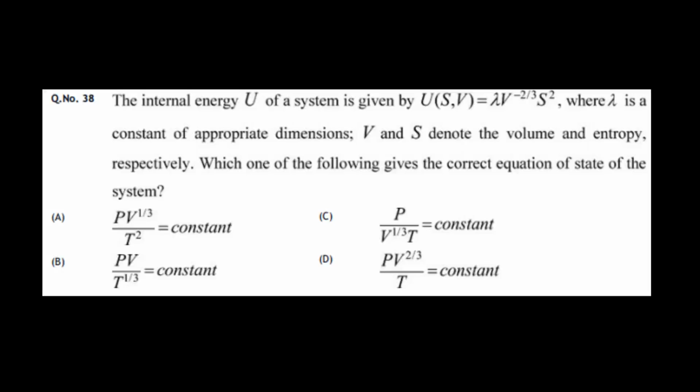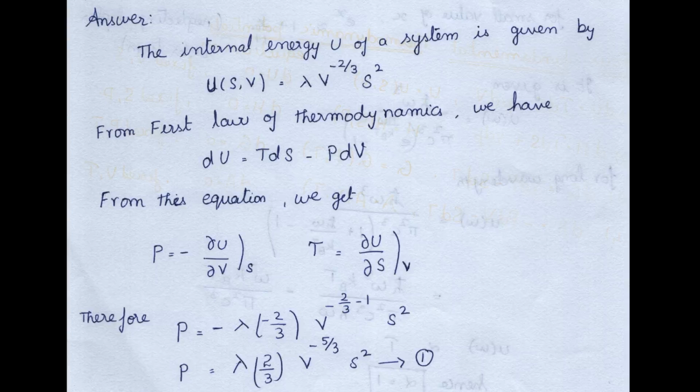In this question, they have given an internal energy of a system and they have asked us to find the equation of state of the system. We know that the first law of thermodynamics is dU is equal to T dS minus P dV. So from this law, we can get P is equal to minus of partial U by partial V at constant S, and T is equal to partial U by partial S at constant V. So we have to find the partial derivative of U with respect to V and S.